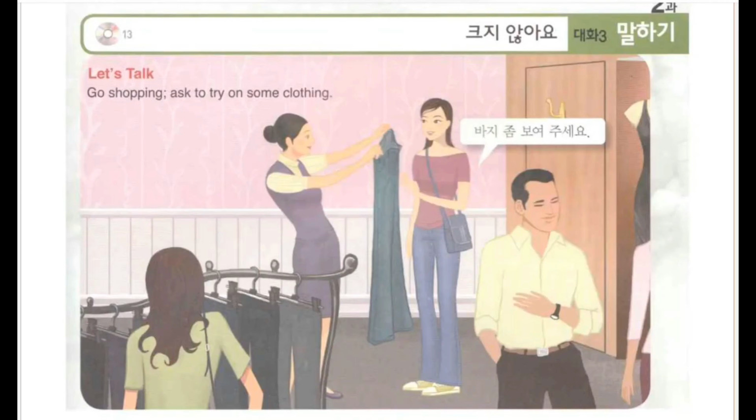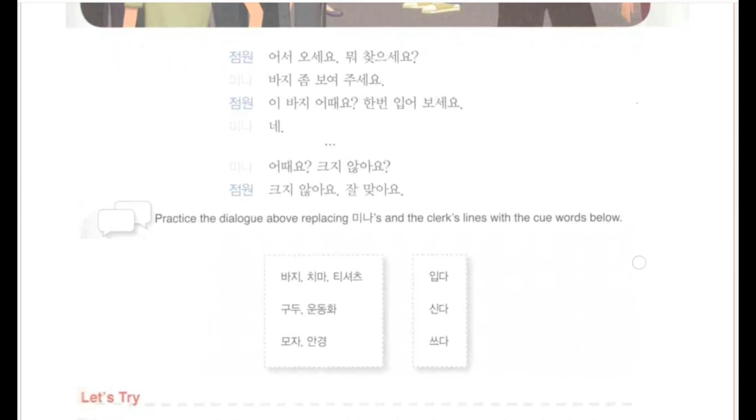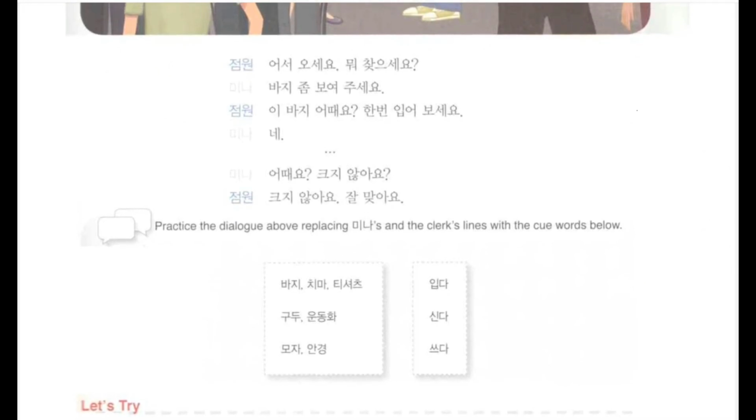Very good. 자, the final dialogue 봅시다. Titled 크지 않아요. What does it mean? It is not huge. It is not too big. 자, dialogue. 제가 먼저 읽을게요. I'll read first. Please repeat after me. 따라서 읽으세요. Line by line 갑시다.